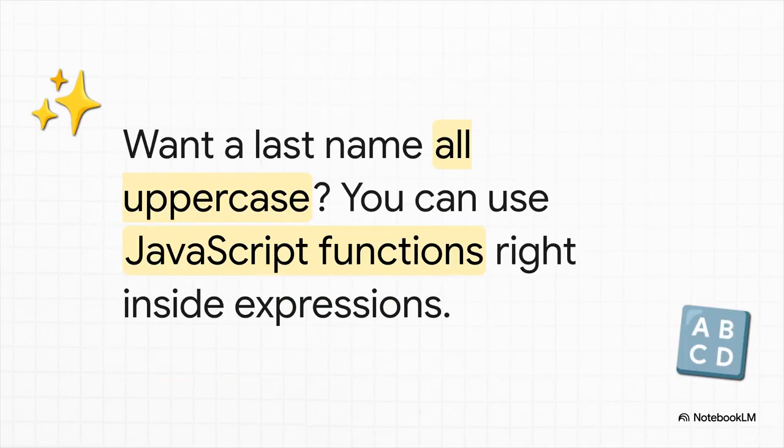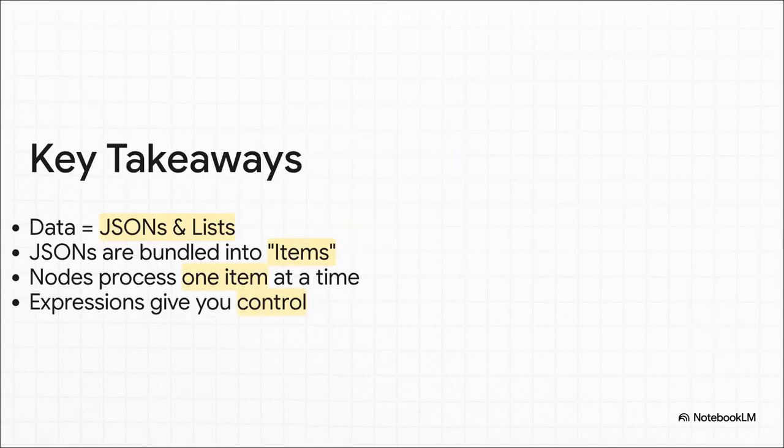And for those of you who want to go a step further, you can actually use JavaScript functions right inside your expressions. Want to make a last name all uppercase? Or calculate a new date? You can do it all right there. It's incredibly flexible. Okay, let's just recap the 4 core building blocks. Data comes in as JSONs and lists. In n8n, each JSON gets bundled into an item. Your nodes process those items one at a time, and you use expressions to control the data inside each one. You master these 4 ideas, and you've basically mastered the foundation of n8n.